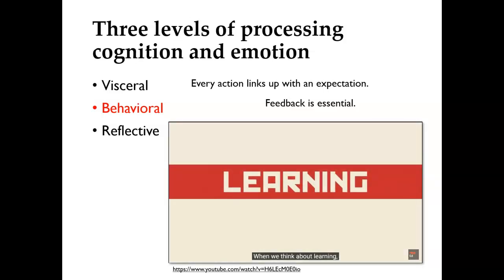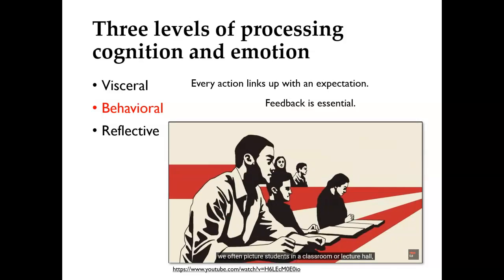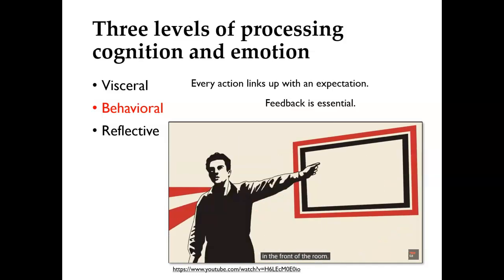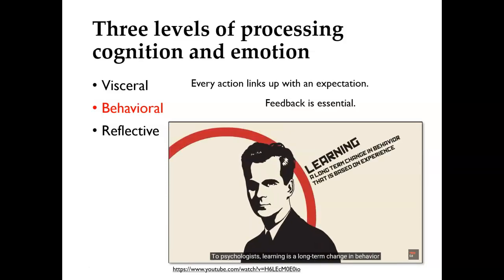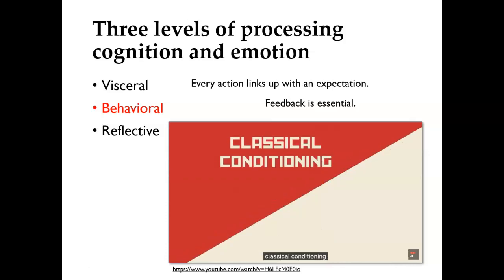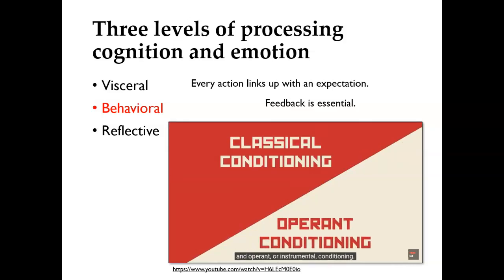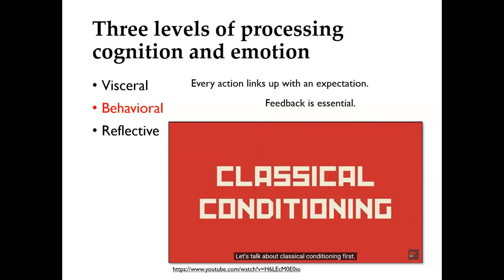When we think about learning, we often picture students in a classroom or lecture hall, books open on their desk, listening intently to a teacher or professor in the front of the room. But in psychology, learning means something else. To psychologists, learning is a long-term change in behavior that's based on experience. Two of the main types of learning are called classical conditioning and operant, or instrumental conditioning. Let's talk about classical conditioning first.